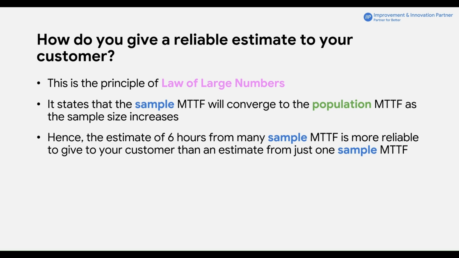And why do they converge? This is based on the principle of the law of large numbers. And it states that the sample mean time to failure will converge to the population mean time to failure as the sample size increases. Hence, when you use an estimate of 6 hours from many samples, it's actually a more reliable value to give to your customer than an estimate from just one sample.